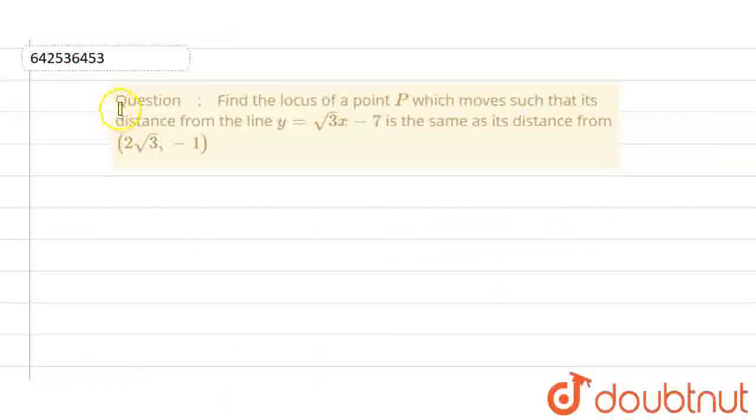Welcome to Doubtnut. The question that was given to us was: find the locus of a point P which moves such that its distance from the line y is equal to under root 3x minus 7 is same as its distance from the point 2 under root 3 comma minus 1.